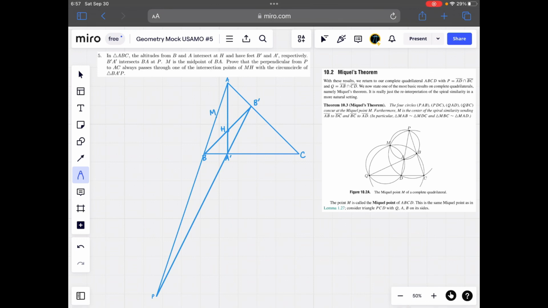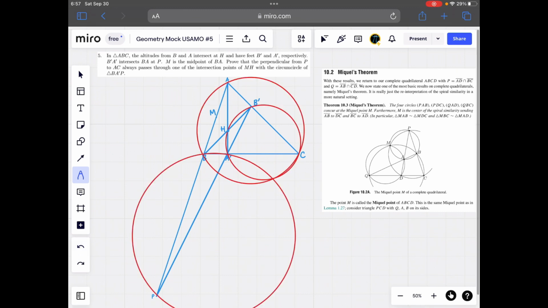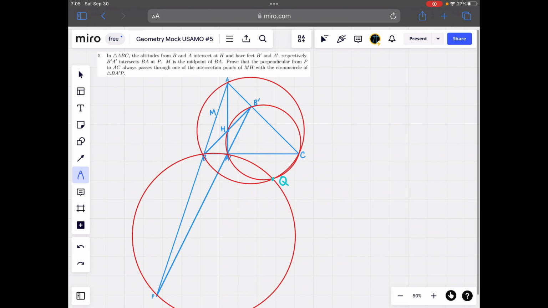In the case of quadrilateral AB, A prime, B prime, we have the circumcircles of triangles A prime B prime C, ABC, and BA prime P. There's also B prime AP, but that's too big, so I decided not to include it here. They all concur at a single point, Q. Using our improved diagram with Q as the Miquel point of quadrilateral AB, A prime, B prime, it looks like MH and Q are collinear. So we conjecture that they are collinear, and we have to prove that they are.